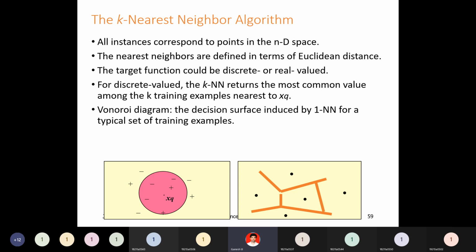We have to form a class for this particular xq. It depends on how far it is from the other points. Here you can see we are finding out, from xq, three minus points, then again a plus point, like that. We are finding the nearest elements. For each and every element, we have to find out the distance from xq.